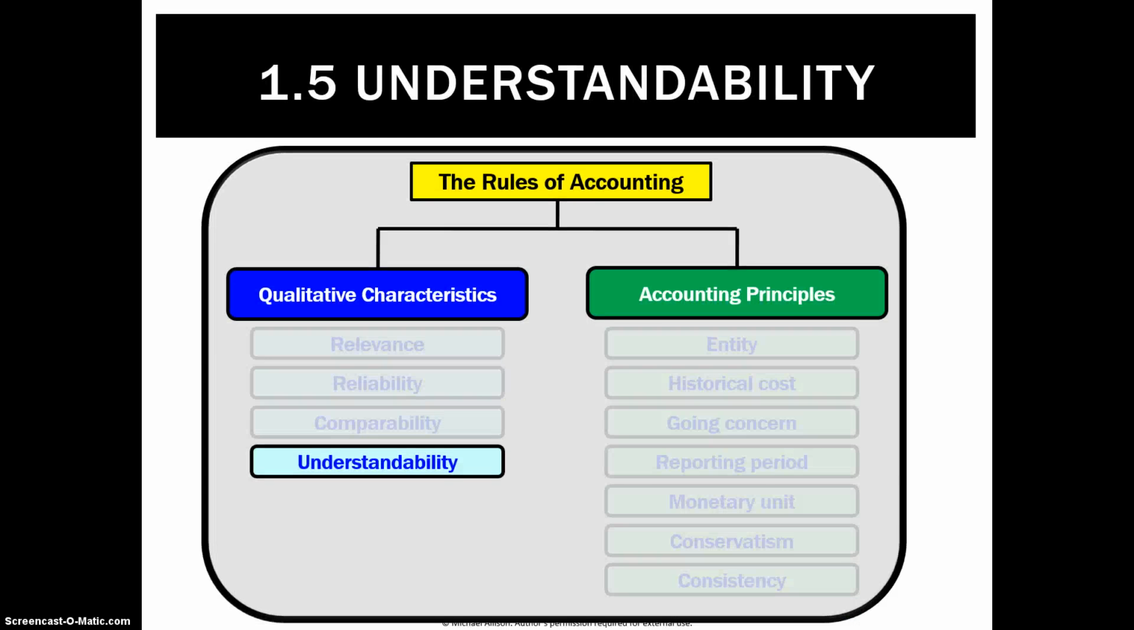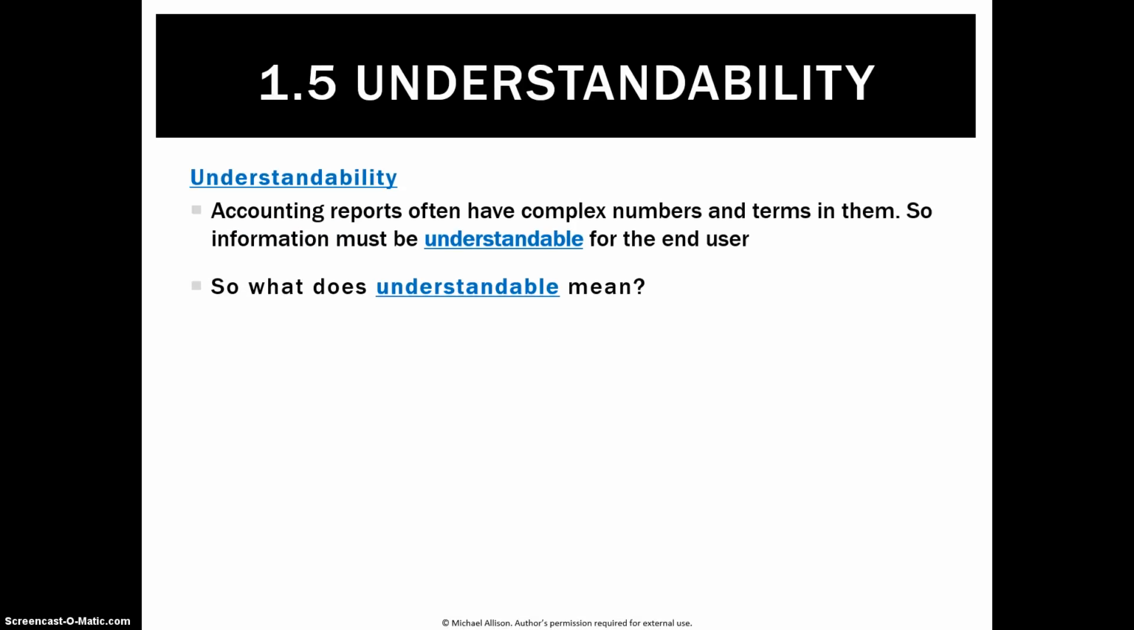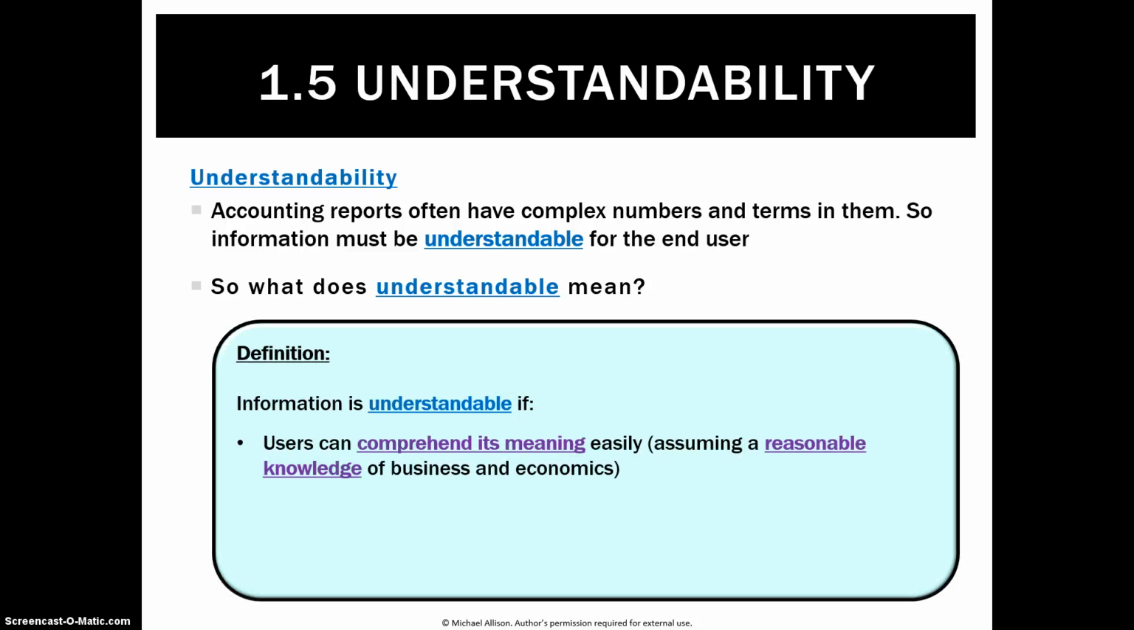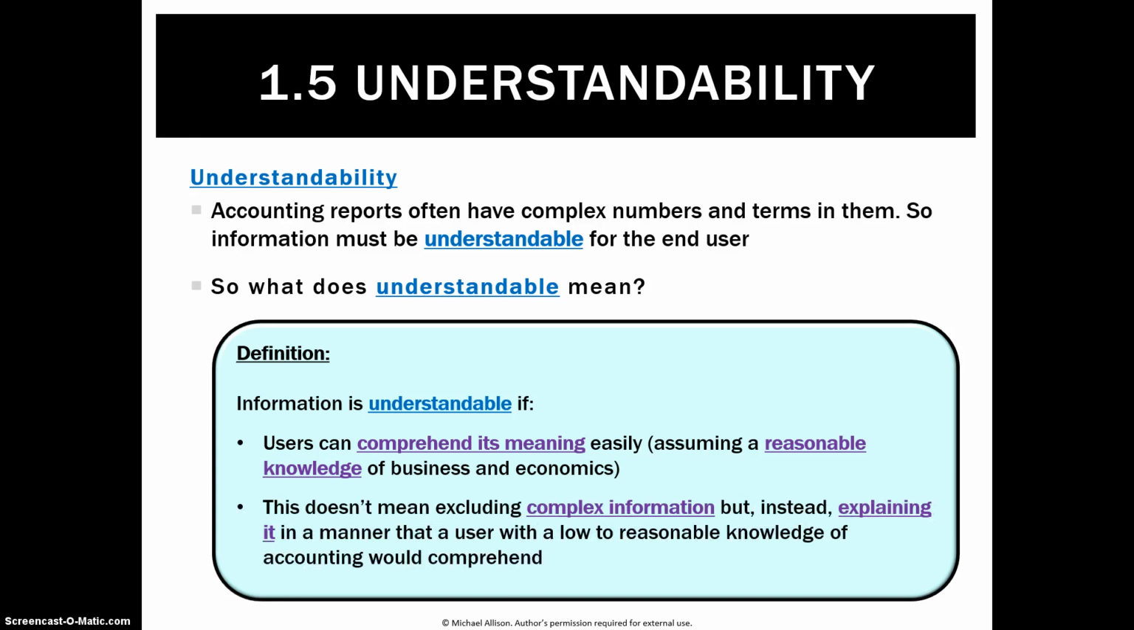Our last qualitative characteristic is understandability. A definition of understandability means that all the information you have in your accounting reports must be understandable, which actually means the person reading it, or the user, can comprehend its meaning easily. Now, you can assume a reasonable knowledge of business and economics in that. It doesn't mean excluding complex information, but basically it means explaining it in a manner that a user with a low to reasonable knowledge of accounting will comprehend.